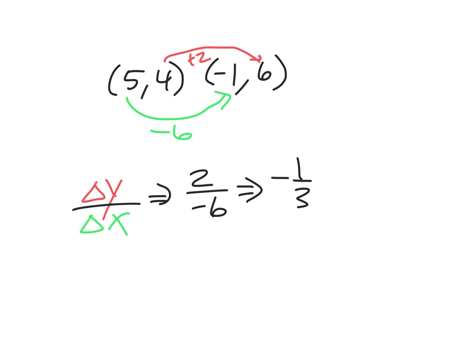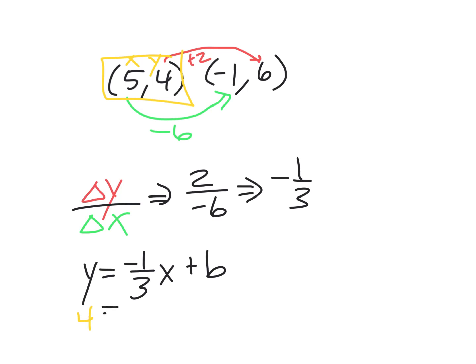Now I've got to find my starting point. So I'm going to show you a couple of different ways you can do that. So I've got y equals negative 1/3 x plus b. One way you can find your starting point is you can substitute one of the points into the equation. So this would be my x, this would be my y. Plug those into the equation. So I have 4 equals negative 1/3 times my x now, which is 5, plus b. Now I can work that equation and solve for b. So I'm going to slide this up here.